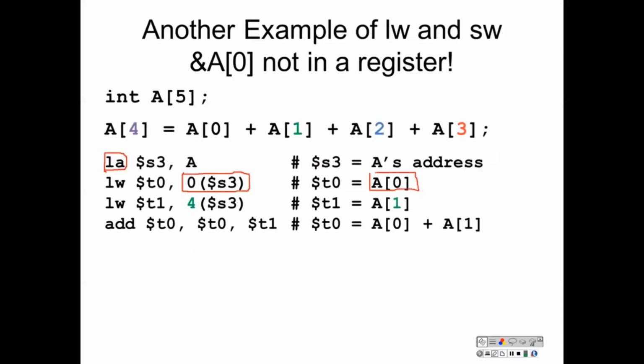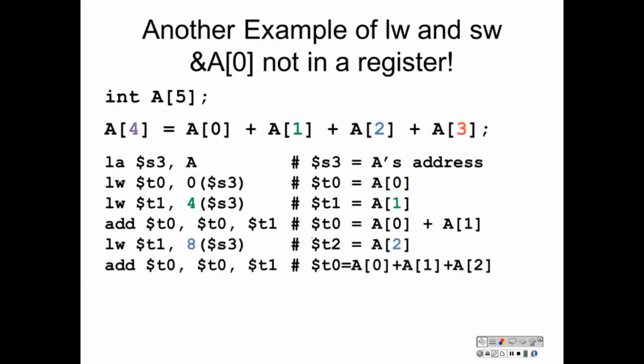The next load word instruction does a similar thing, but this time it's accessing the 4-byte offset from the base of A, which is the 1th element of A, because each element is 4 bytes, because an int type is 4 bytes long. Finally, add $t0, $t0, $t1, adds the previously loaded values of A0 and A1 into the register T0.